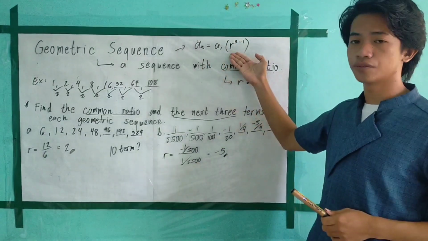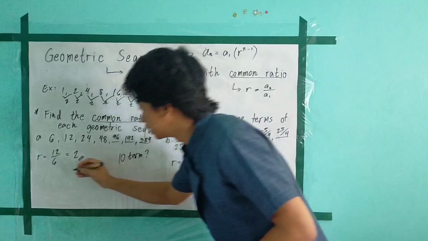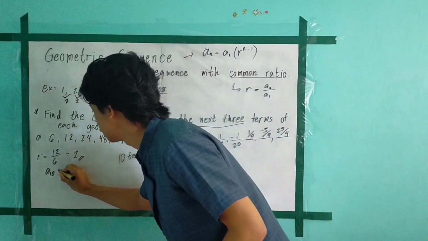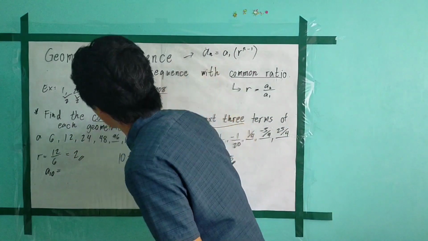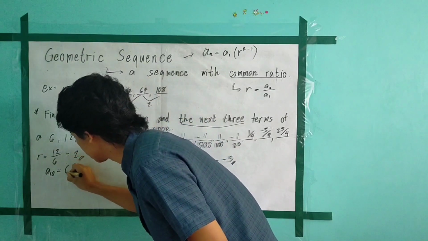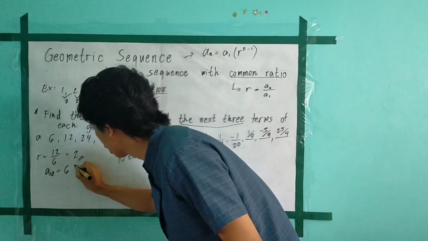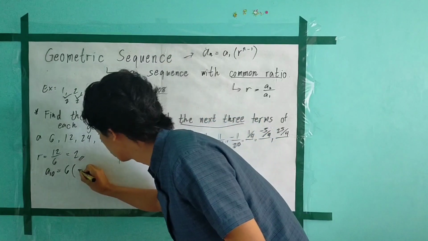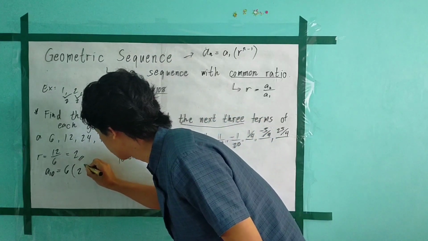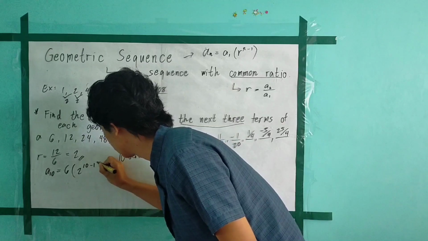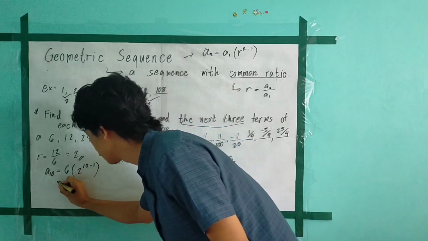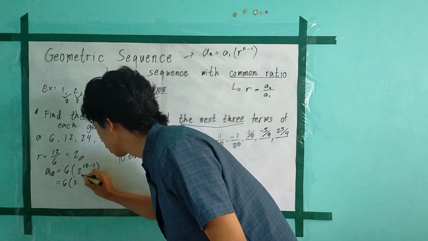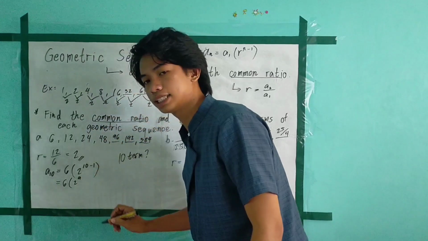let's use this formula. So a sub 10, since we are looking for the 10th term, is equal to, what is our a sub 1? We have 6, multiplied to the common ratio. Our common ratio in this given problem is 2, raised to the number of terms, we have 10 less 1. And simplify, we have 6 multiplied to 2 raised to 9.